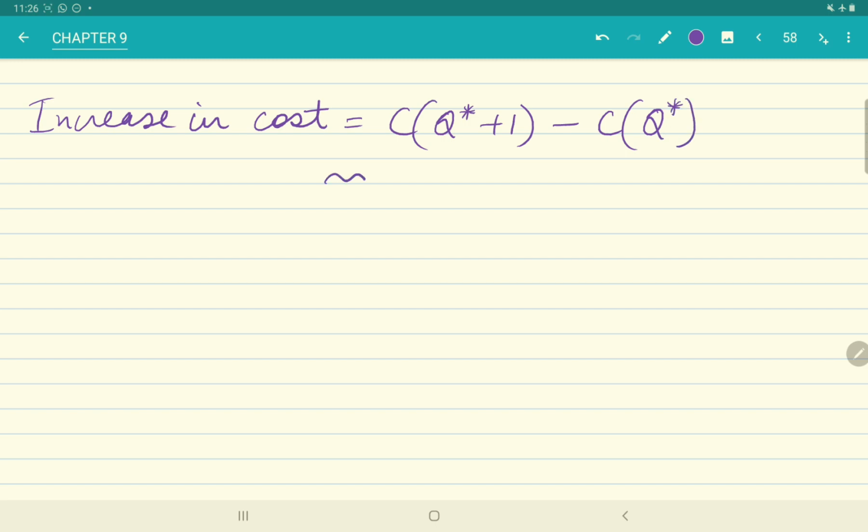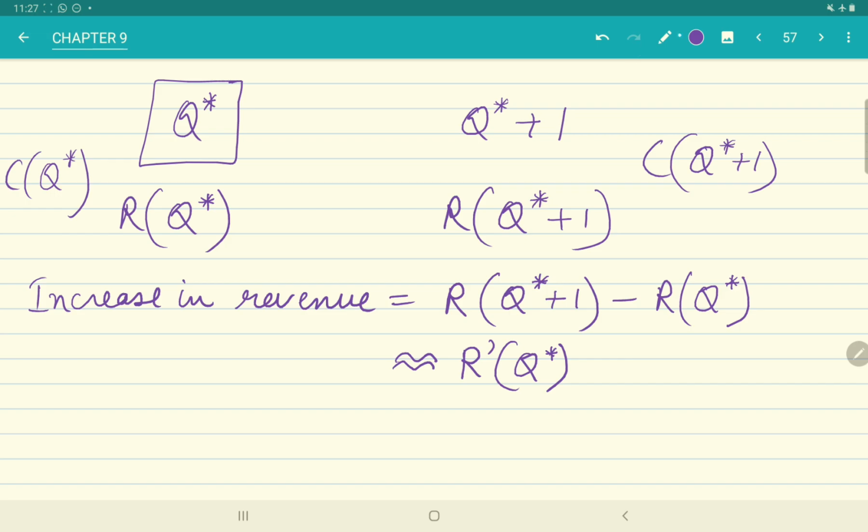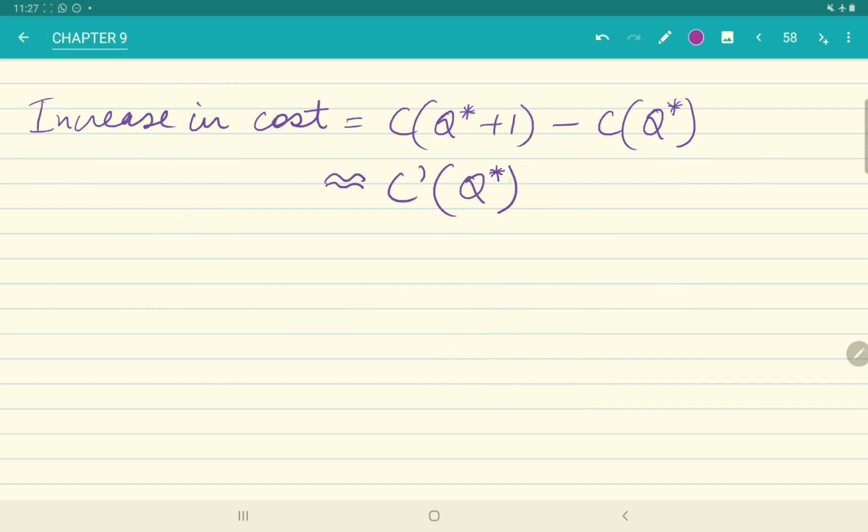Again, it's going to be approximately equal to C'(q*), given that there's such large production that if you increase production by 1 unit, it's almost close to the production being increased by a really very small amount. Now, this is how much we gain when we increase production by 1 unit, and this is how much we lose. This is the increase in our costs, and that is the increase in our revenue.